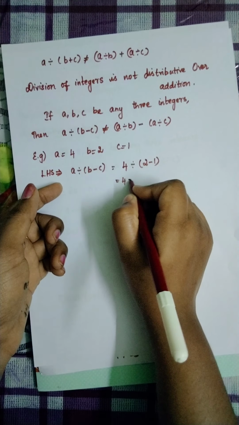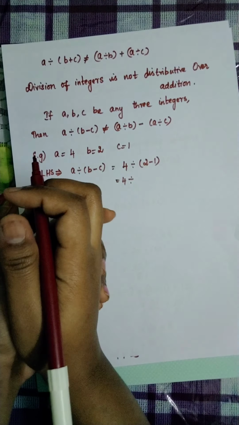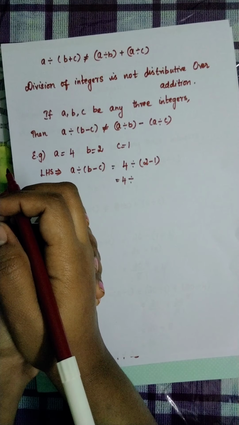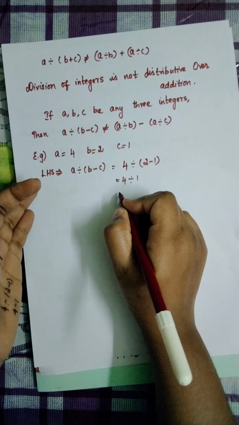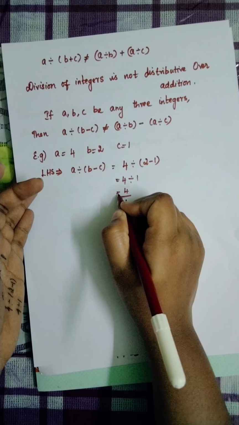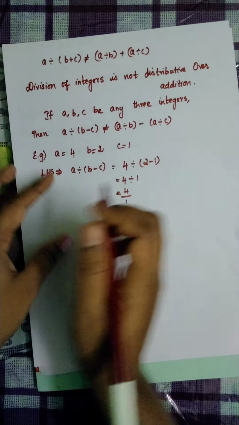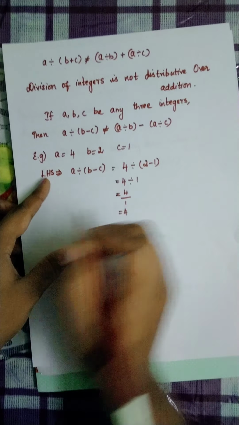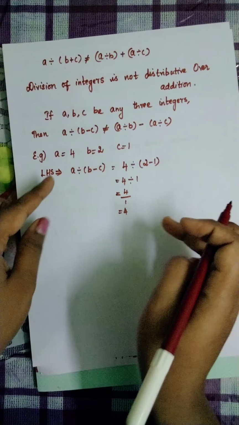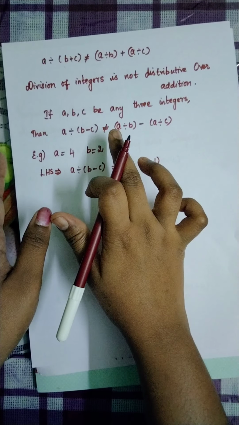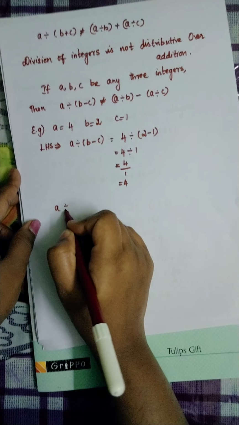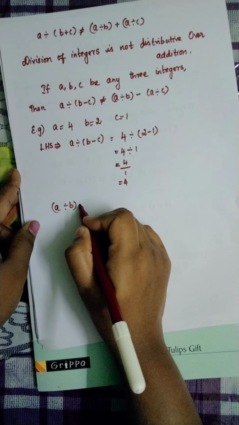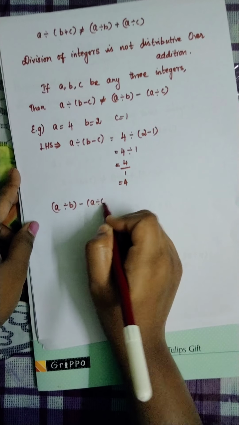Just subtract and say the value. What is 2 minus 1? Yes, very good, it is 1. So 4 by 1. What is 4 by 1? The answer is 4. So we found the answer for the left side. We got the answer 4. Next we are going to find the answer for the right side term, that is A divided by B minus A divided by C.